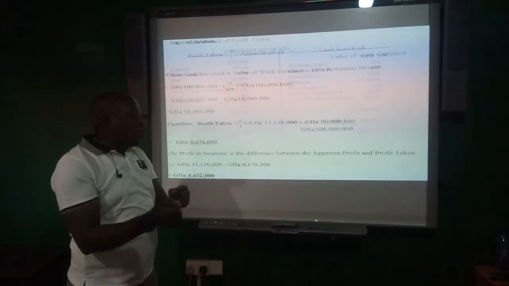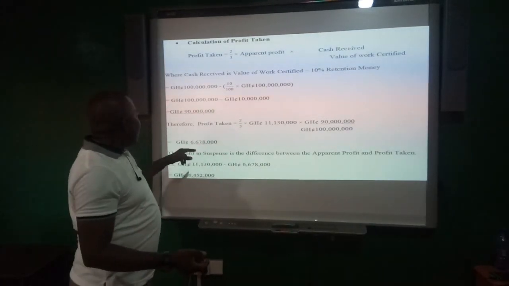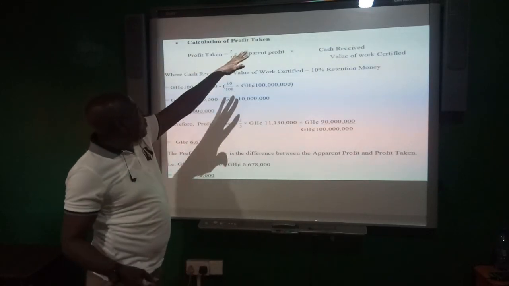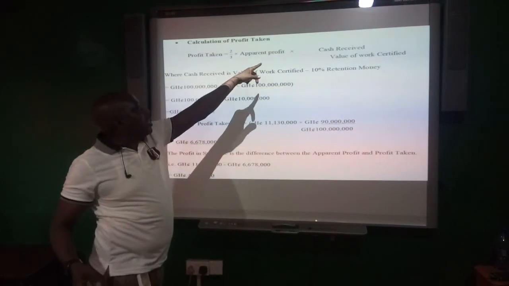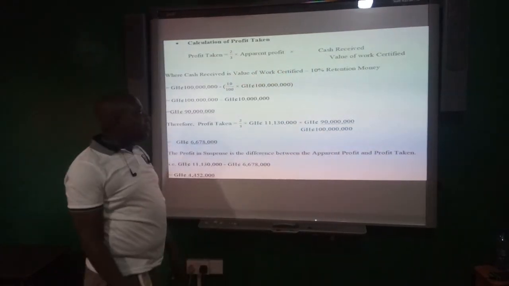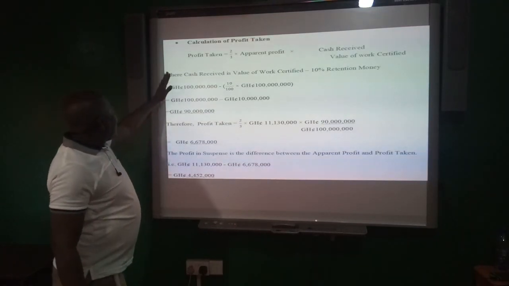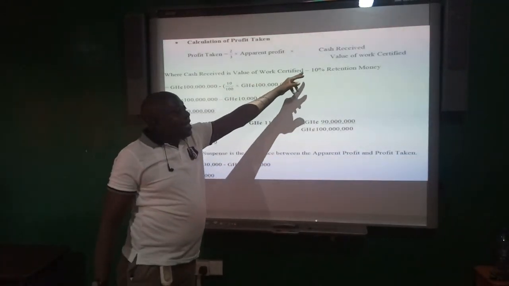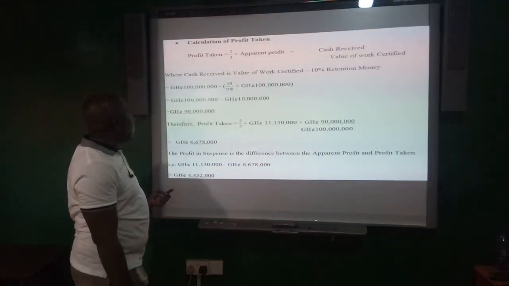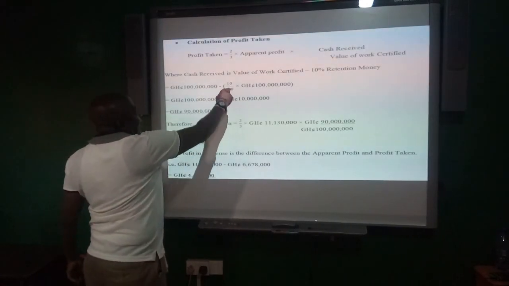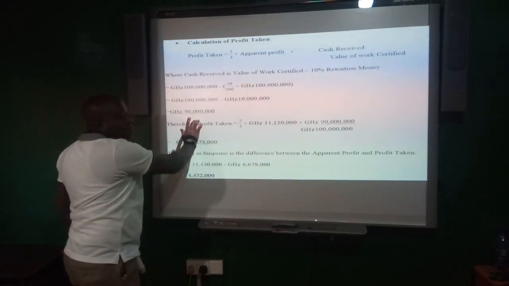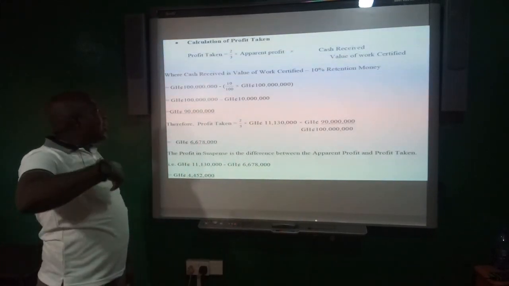We are going to look at how we had the profit taking of 6,678. So this is the calculation of profit taking. The formula is two-thirds of apparent profit times cash received over value of work certified. Where the cash received is value of work certified less the 10% retention, as I've already told you. So the 100 million, 10% will give you 10 million, subtract from this one. So this 90 million will represent the cash received.